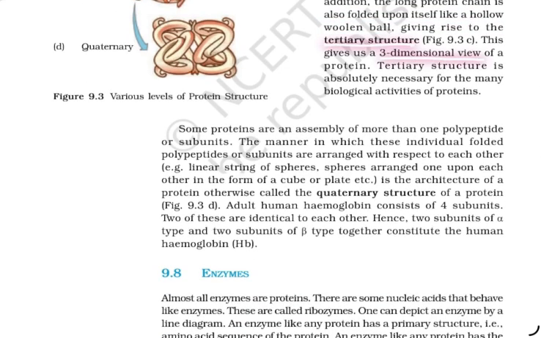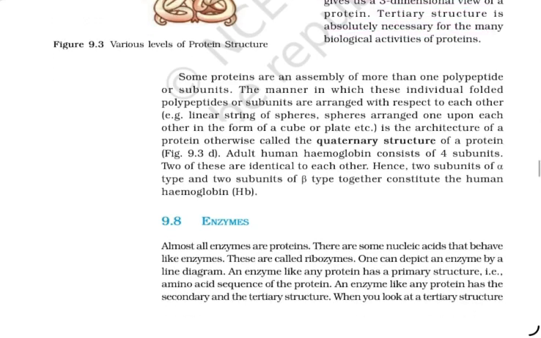The three-dimensional view of the protein tertiary structure is absolutely necessary for many biological activities of a protein. Some proteins are an assembly of more than one polypeptide or subunits. The manner in which these individual polypeptides or subunits are arranged with respect to each other, like linear strings of spheres arranged one upon each other, in the form of a cube or plates, etc.